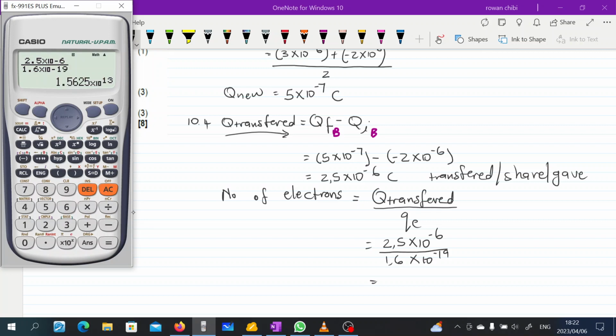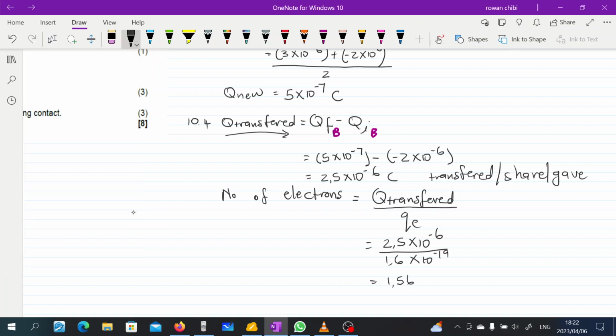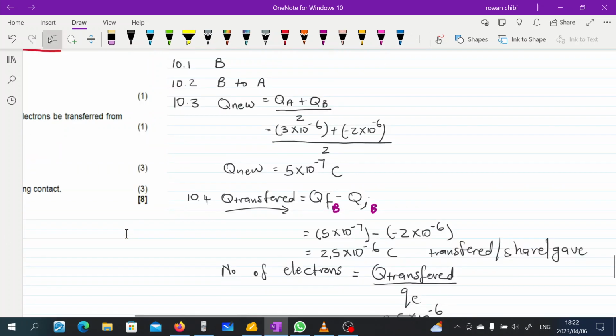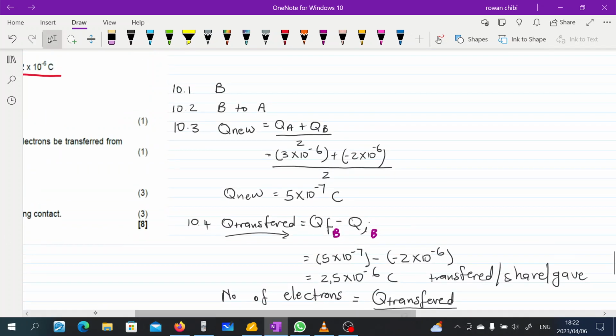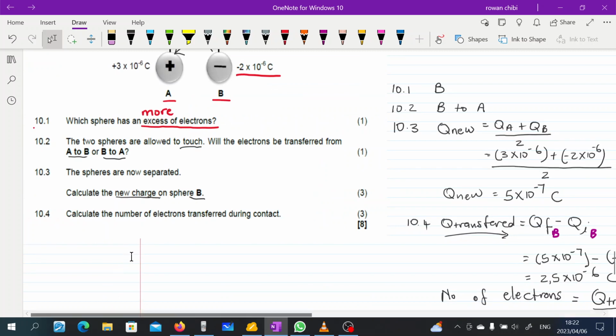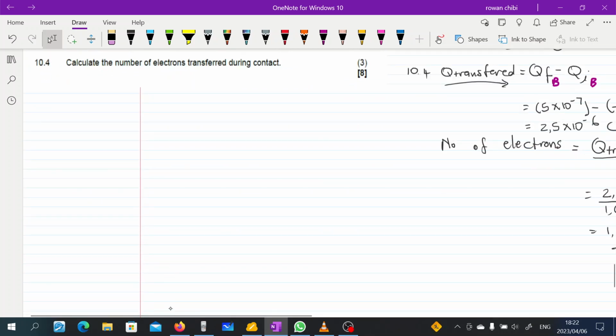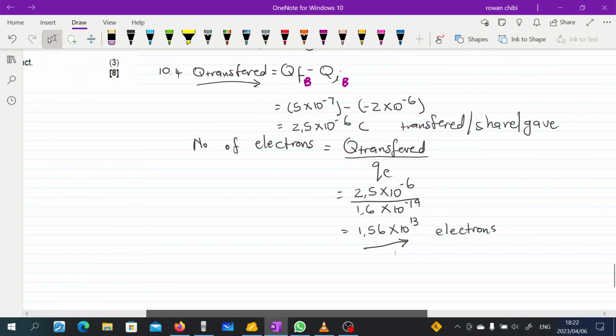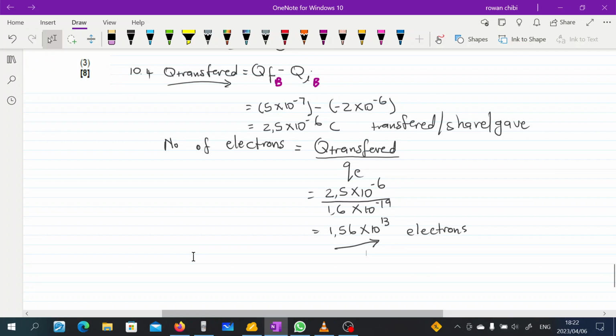So the number of electrons is 1.56 times 10 to the power positive 13 electrons. So this is the number of electrons that were transferred by B during contact. So that is the end of our question. Yeah, that was the last question. So now I'm going to do the next question on electrostatics, which will be our part 2.